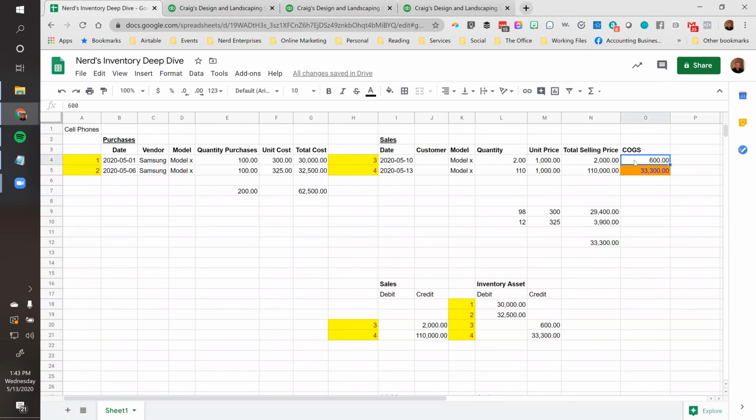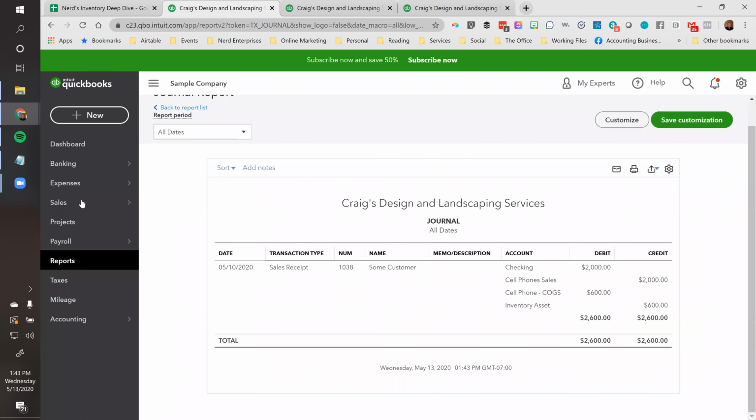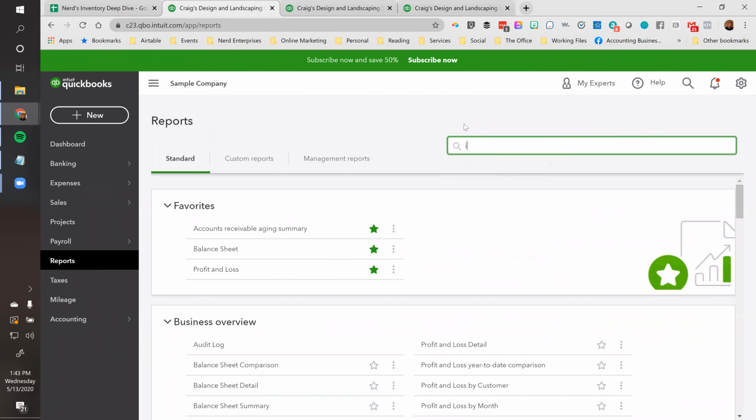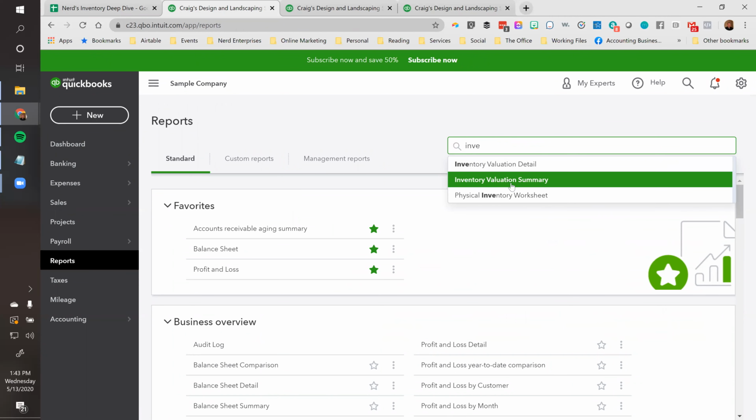And notice it's doing it on the basis of $600, which means even though we've got both of these purchases recorded, it's clearly just using this cost because, again, it's first in, first out, right? So at this point, we should have 98 units of this at 300. Let's confirm that. Let's go to reports. If I start typing inventory, you'll get the different inventory reports right up here. Let's look at the valuation summary.